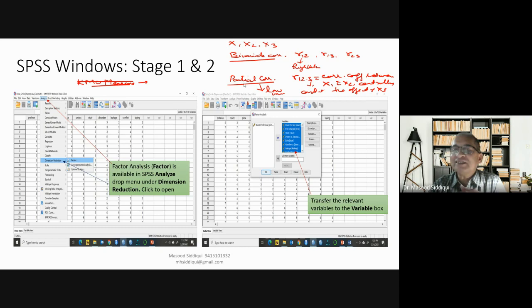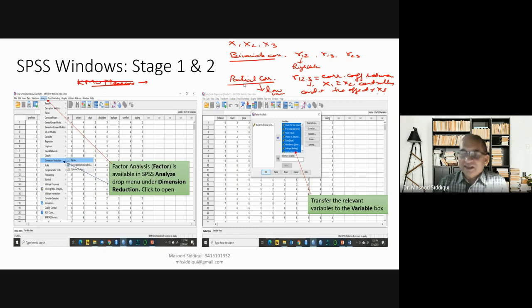But if x3 is not highly correlated with x1 and x2, it doesn't matter whether x3 is included or not. So in that case, there won't be much difference between bivariate correlation and the partial correlation. Is that okay? Is that okay, Mr. Chaudhary?